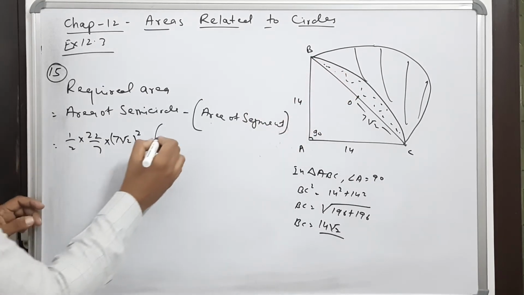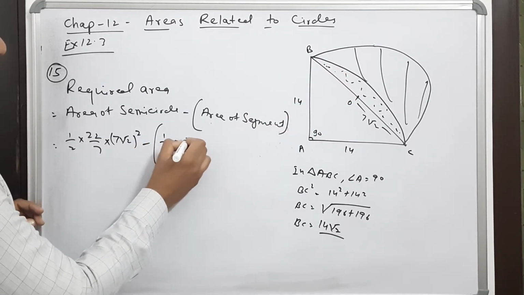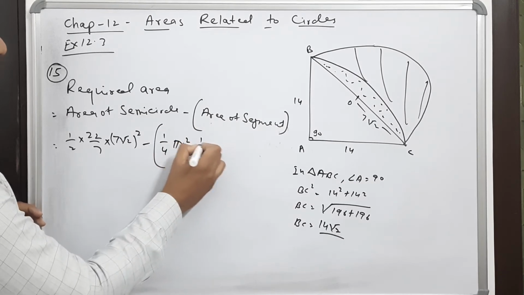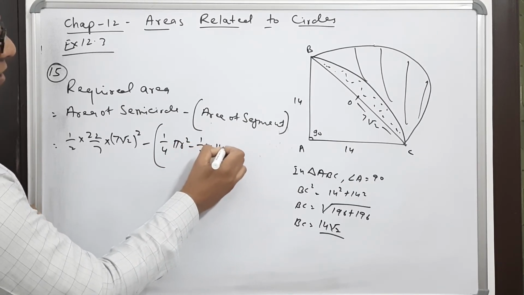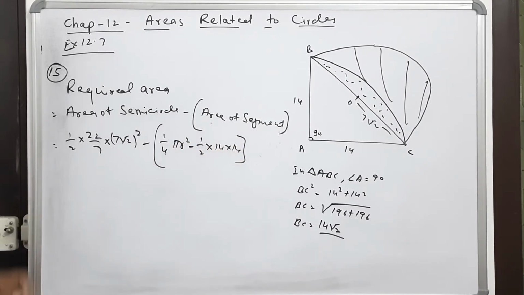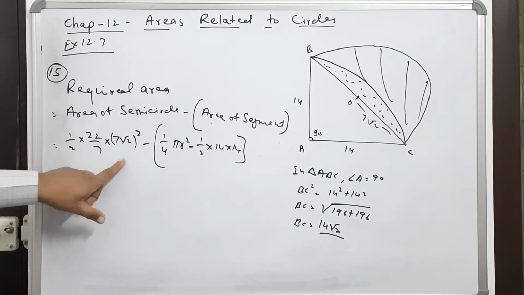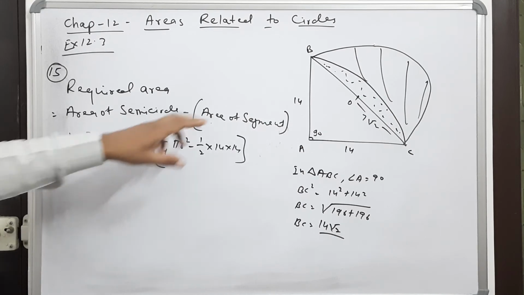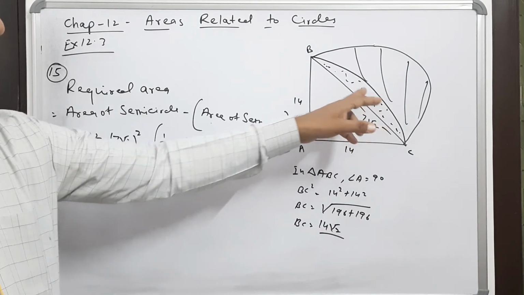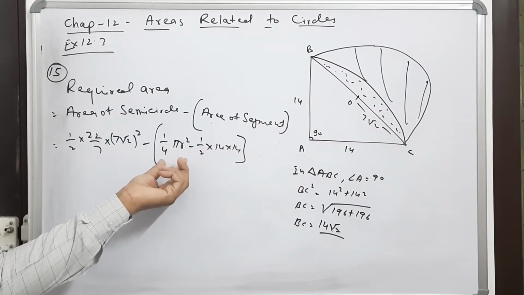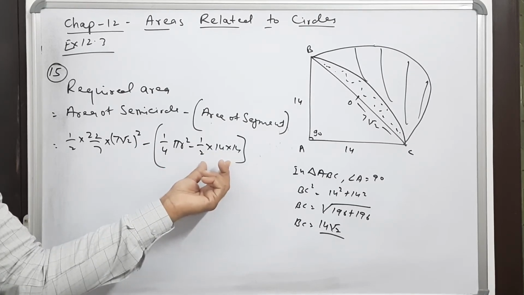It is area of quadrant minus area of triangle. Which triangle? 14 into 14. Please see this part. Area of semicircle. From this semicircle we will subtract this area. This area will be area of quadrant minus area of triangle.